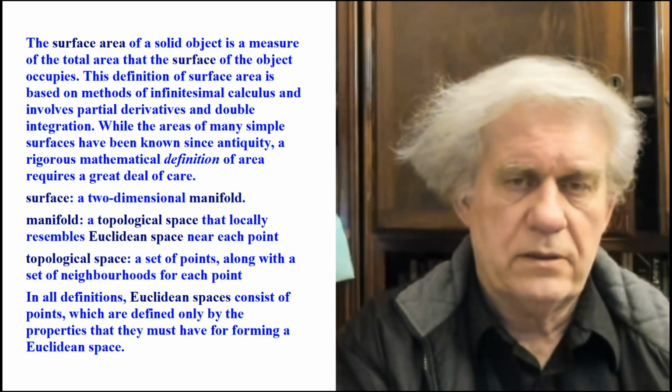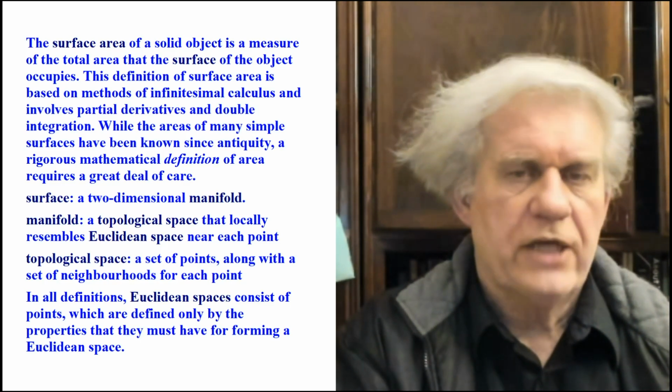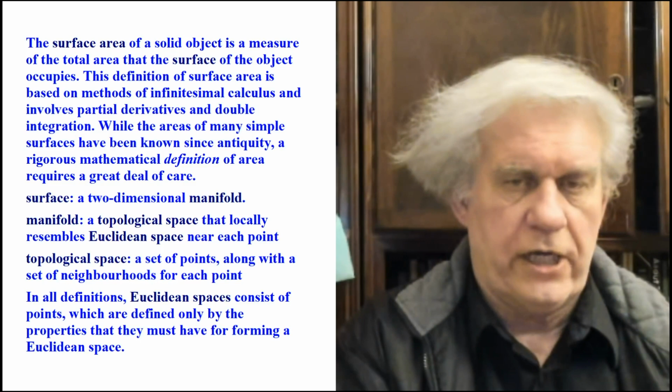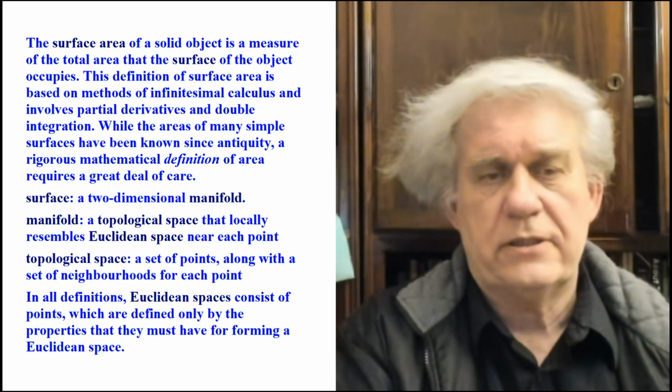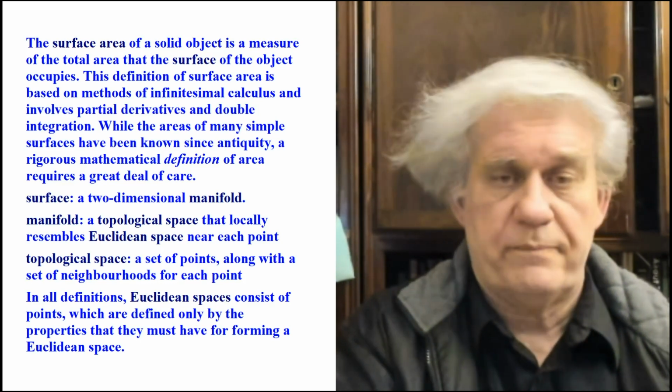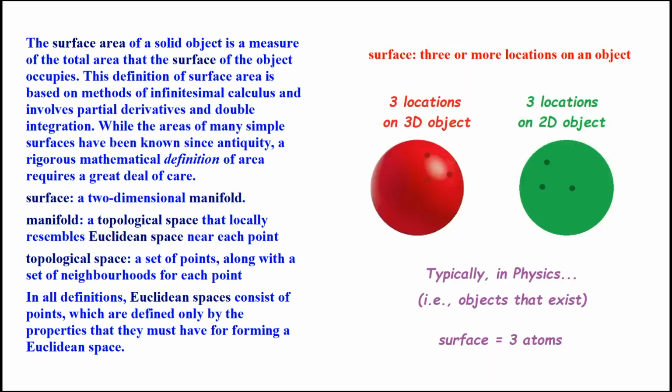So why don't we make the effort and define this scientifically? What is a surface in science, in physics? So here it goes, okay? Pay attention. Here's the definition of a surface for the purposes of physics and science. That's it, folks. It's very simple. We don't need math. We don't need all this gibberish. Three or more locations on an object. Okay? If you have three locations on a sphere, you have a surface.